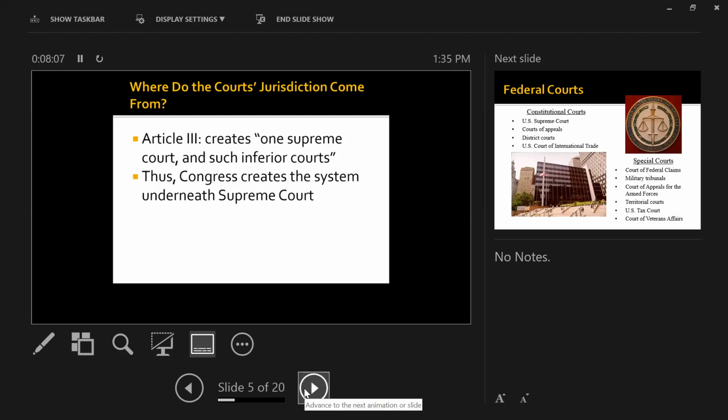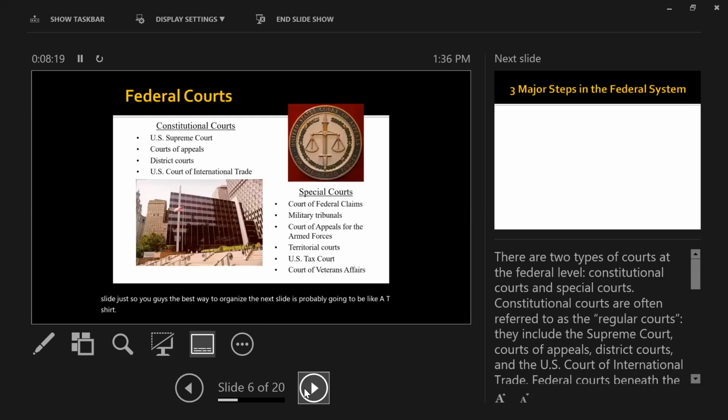Now, there are a bunch of different courts, which I'm going to show you in the next slide. The best way to organize the next slide is probably going to be like a T-chart. There are two types of courts at the federal level: constitutional courts and special courts. I'll give you 1 minute if you want to copy down the big ones.